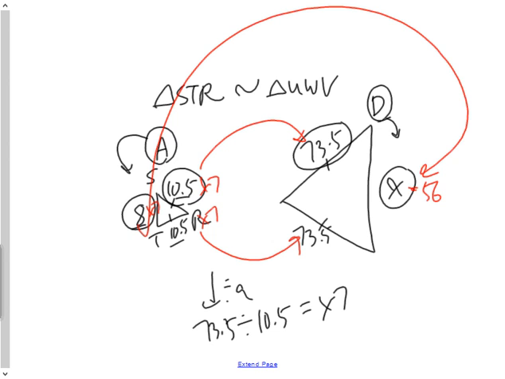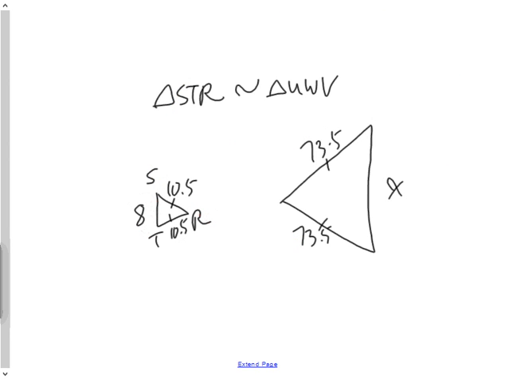The second way you can determine it is to set up a proportion. And for this one, I better label these. This is UVW here.